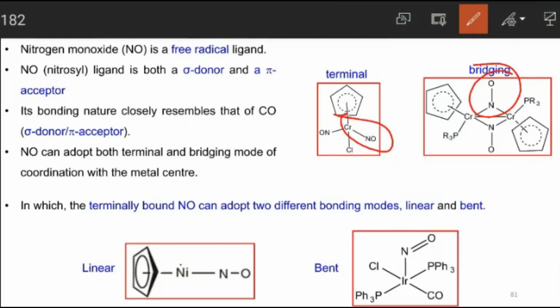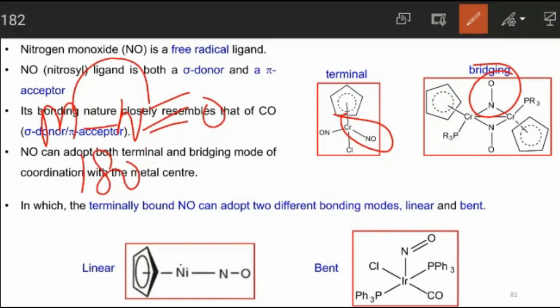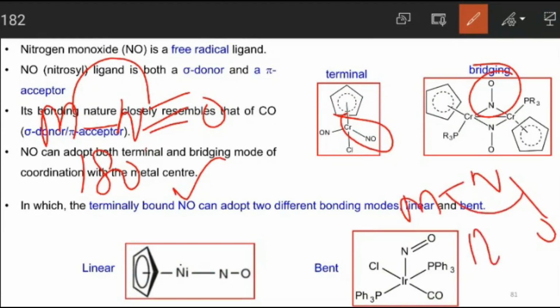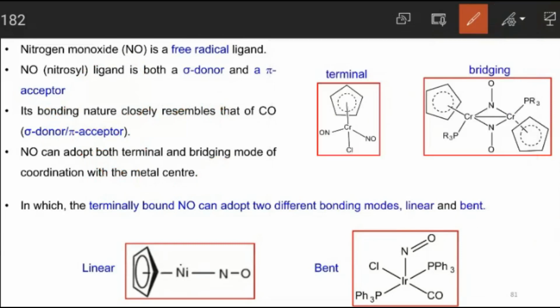So what is meant by linear and bent? If the bonding angle between metal, nitrogen, and oxygen is close to 180 degrees, then we say it is a linear mode of coordination. If the metal, nitrogen, oxygen angle is around 120 to 115 degrees, we say it is a bent mode of coordination. Therefore, the nitrosyl can act in a linear mode, a bent mode, as well as in the bridging mode of coordination. We want to know how many electrons it is contributing in each case.